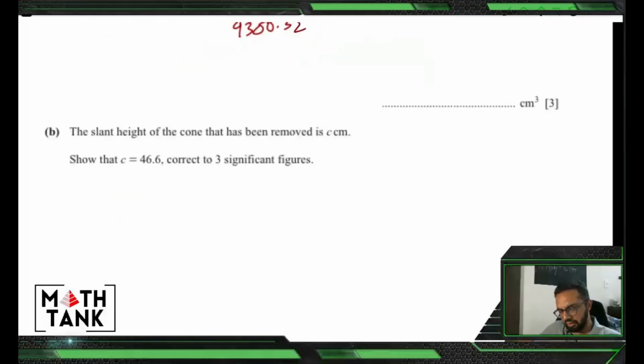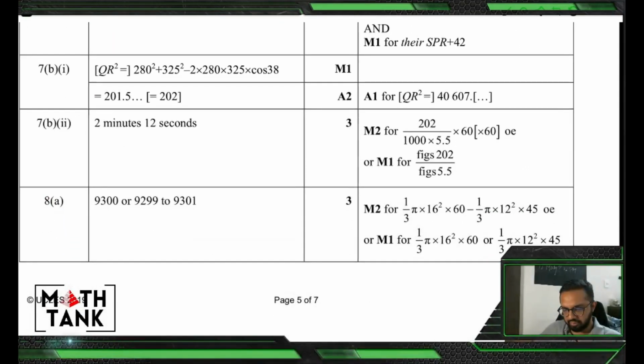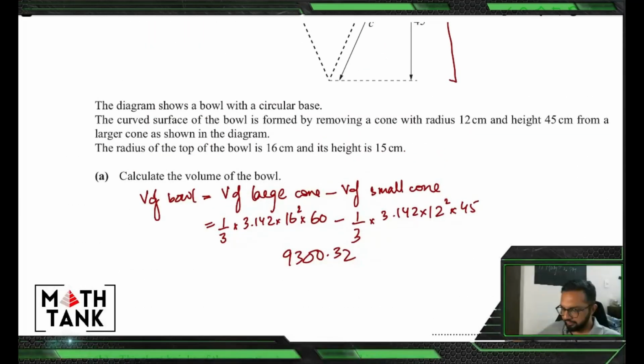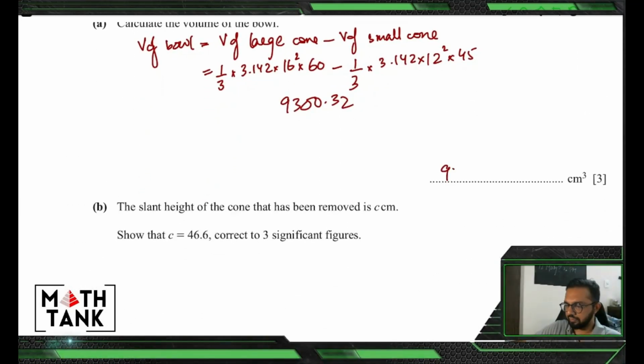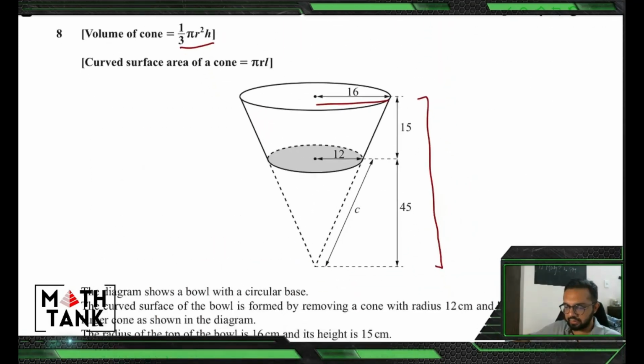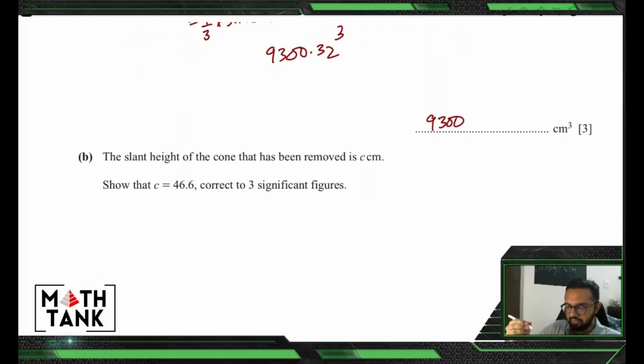This is question number 8A. Let's check first so that we don't make a mistake. Yes, 9300 is the correct answer. Okay, that says the slant height of the cone that has been removed is C centimeters. So that's given here. Show that C equals 46.6.